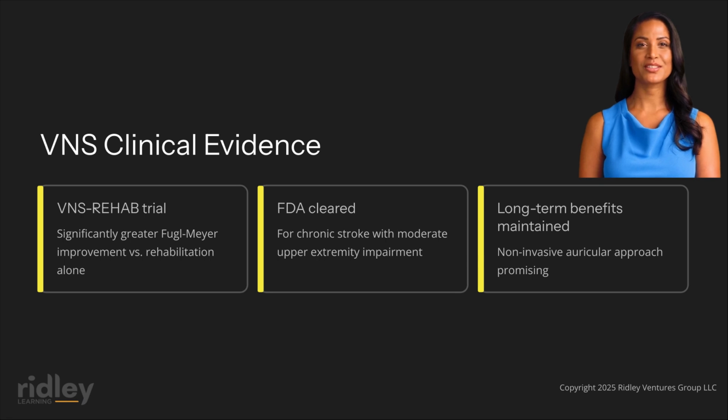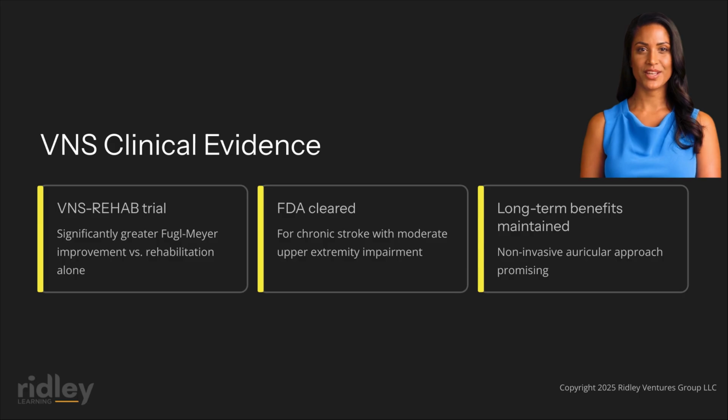The pivotal randomized controlled trials of paired vagus nerve stimulation for upper extremity stroke rehabilitation have demonstrated clinically meaningful improvements in arm function compared to rehabilitation alone, leading to regulatory approval and initial clinical implementation. The VNS Rehab trial showed significantly greater improvement in Fugl-Meyer assessment scores and functional measures in patients receiving active stimulation paired with intensive rehabilitation compared to those receiving rehabilitation with sham stimulation. Long-term follow-up data suggests the benefits are maintained beyond the active treatment period, potentially reflecting lasting neural reorganization induced by the intervention.